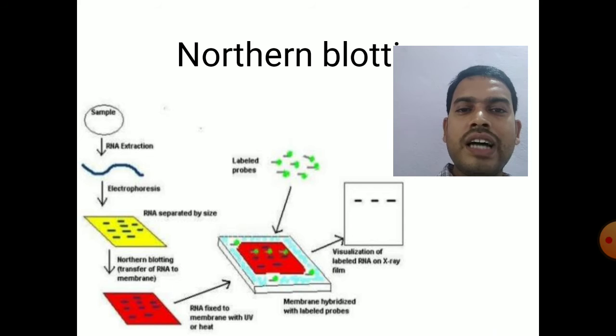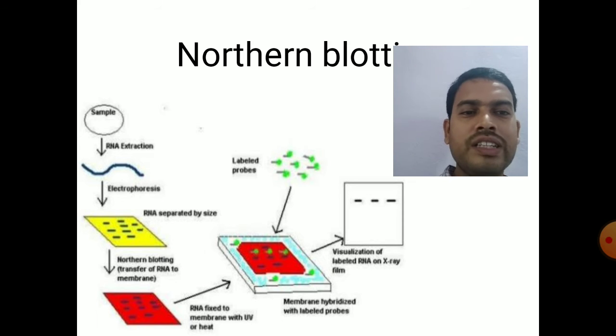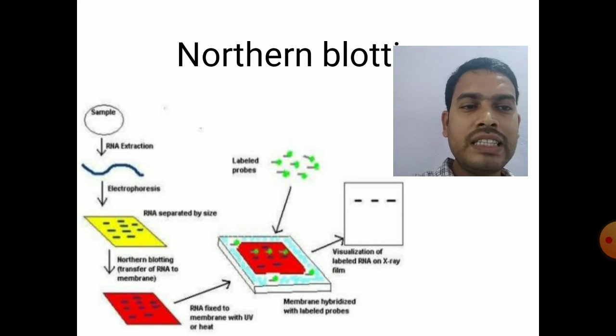Now the RNA which is extracted is subjected to electrophoresis directly. Since RNA molecules are single-stranded molecules, there is no need for the denaturation step here, which is followed in Southern blotting. After electrophoresis in the agarose gel, the bands on the agarose gel are transferred onto a special type of membrane called the DBM membrane, diazobenzyloxymethyl membrane or paper.